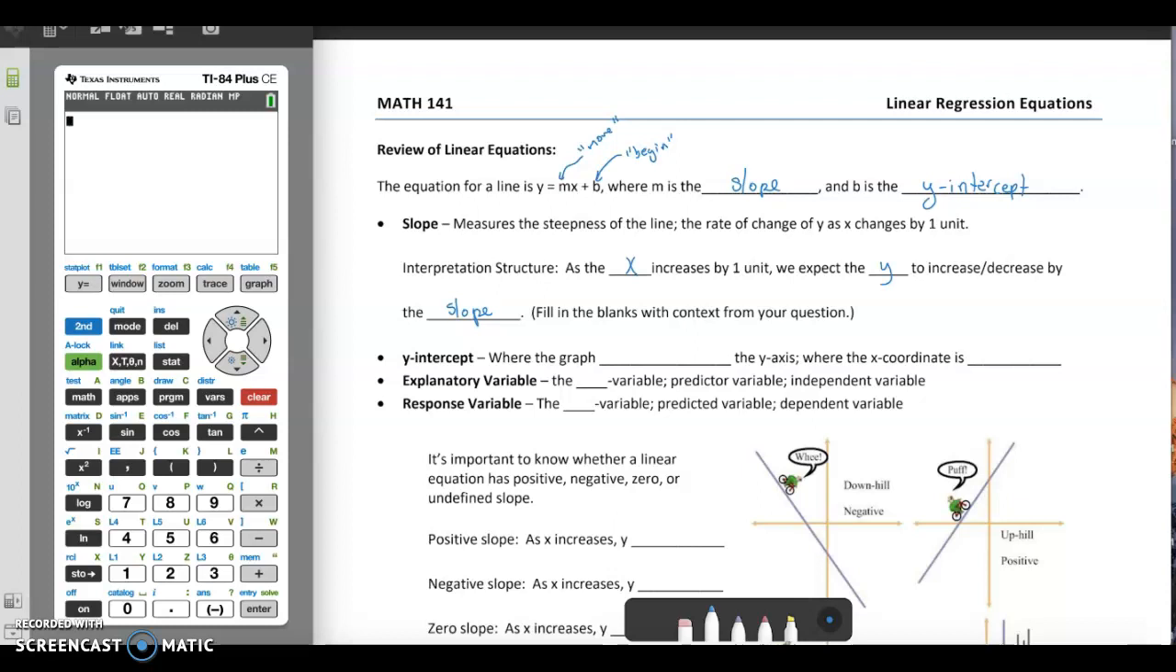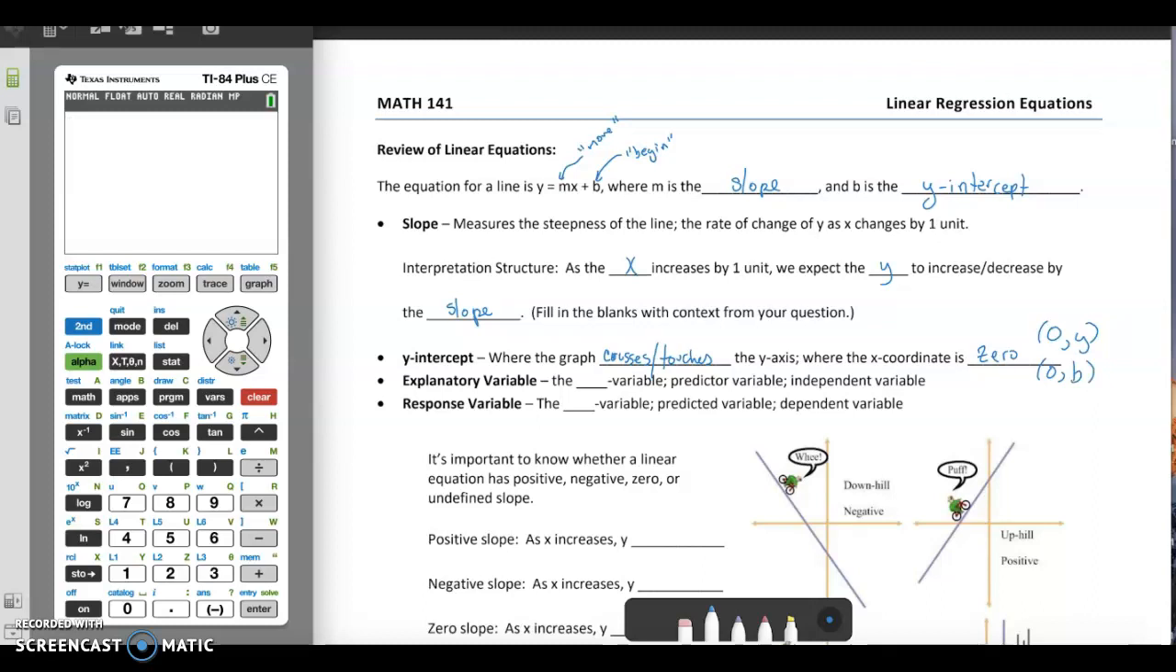The y-intercept is where your graph crosses or touches the y-axis, and that is where the x-coordinate is 0. So what's really important is that all y-intercepts have the format 0, comma, a y value, or specifically, 0, comma, b.